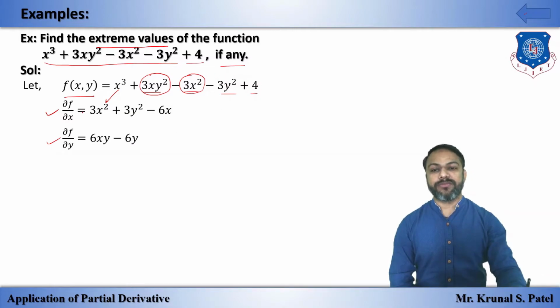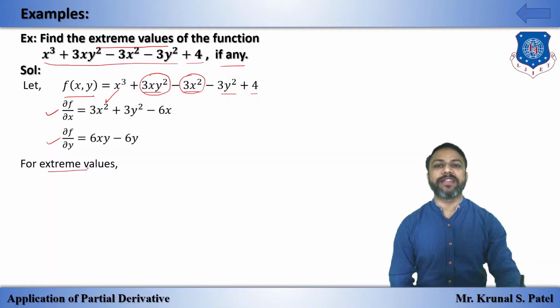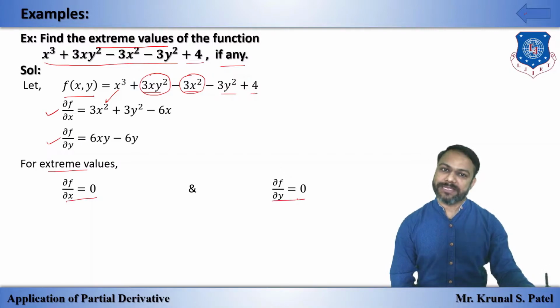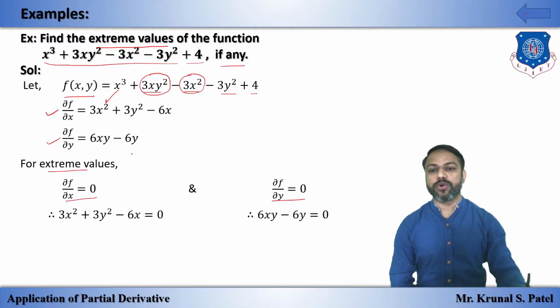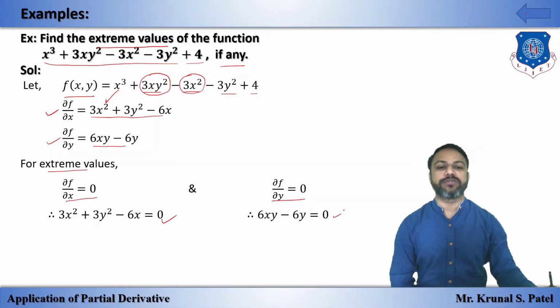Now after finding these two derivatives, step number 2 is, for maximum or minimum value, that means for extreme values, take these two equal to 0. That means del f by del x is equal to 0 and del f by del y is equal to 0. This is step 2. So del f by del x is 3x square plus 3y square minus 6x is equal to 0, and second, 6xy minus 6y is equal to 0.